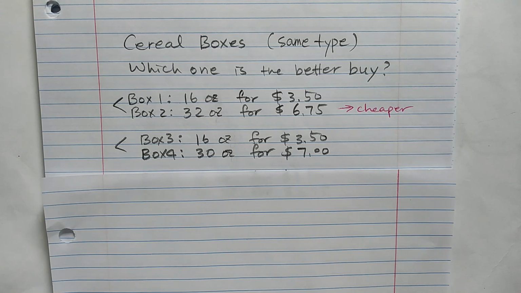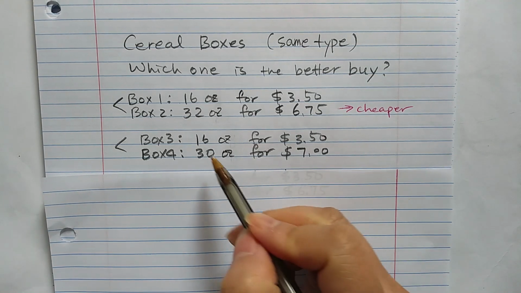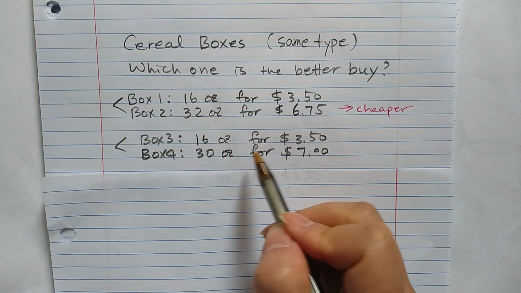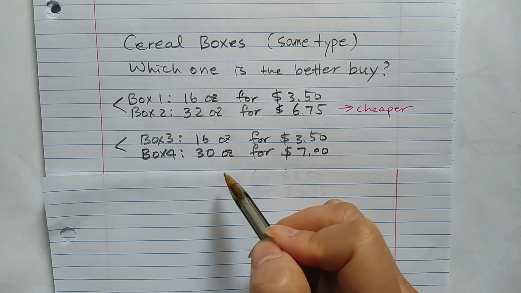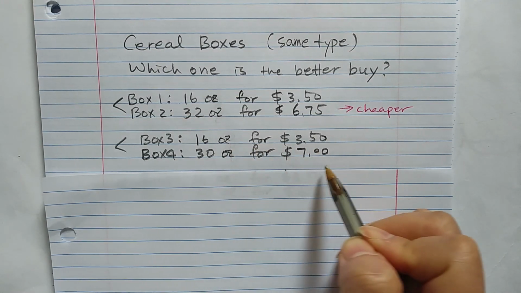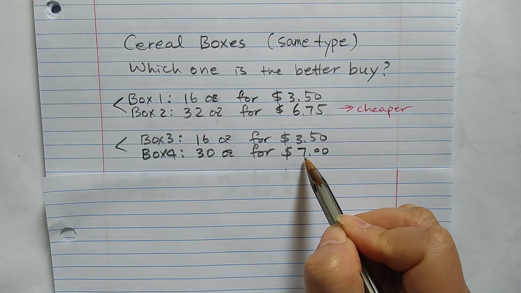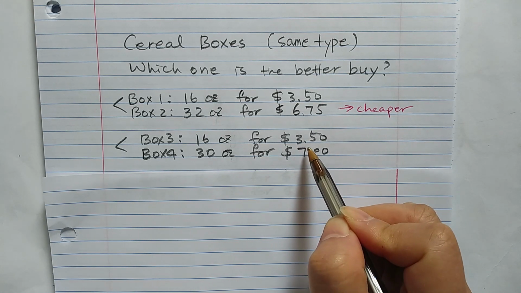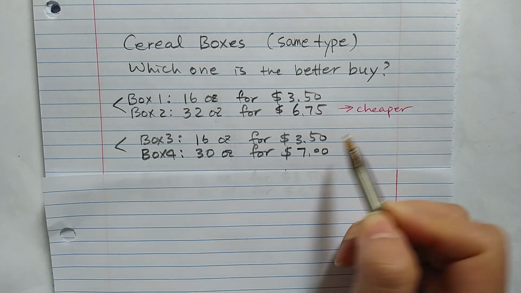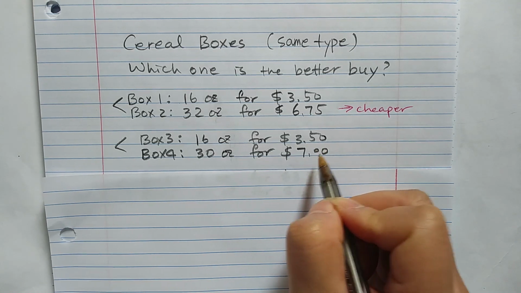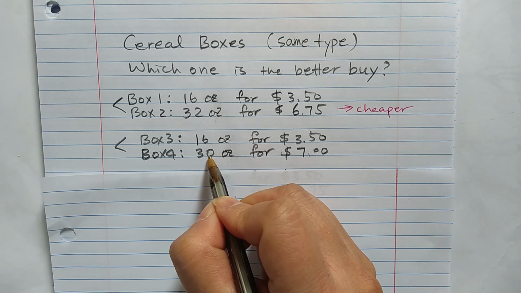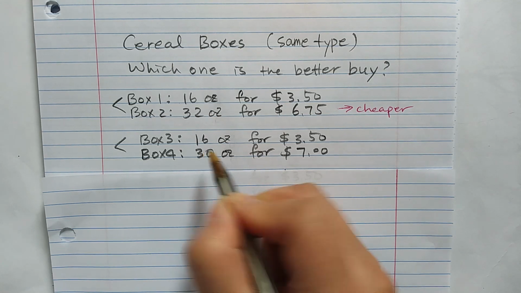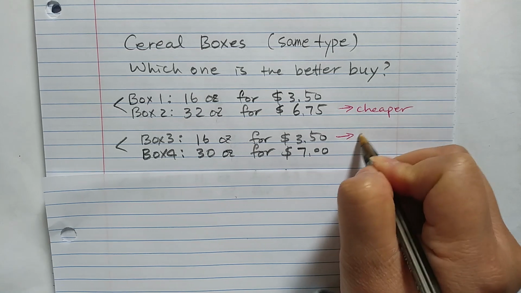How about box 3 and 4? Box 3 is 16 ounces for $3.50. Box 4 is 30 ounces for $7. Again, $7 is double $3.50. So the price is double, but then it contains less than double. Double will be 32 ounces. So in this case, this is cheaper.